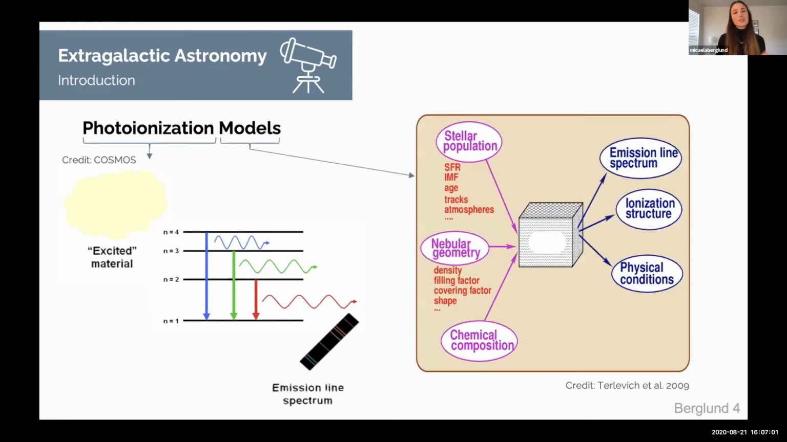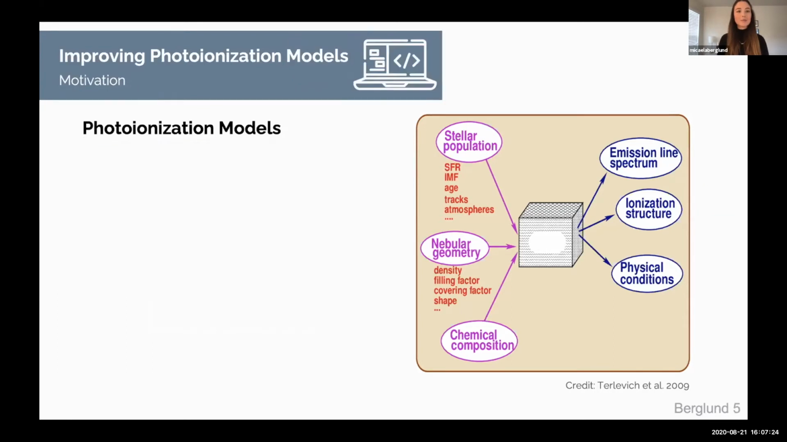And models are something like this. This is a model that was created in 2009. In inputs, you put stellar population, nebular geometry, and chemical composition. Then you get out of it an emission line spectrum. If you can compare that emission line spectrum to an observed emission line spectrum, you can also find the ionization structure and the physical conditions of a galaxy.